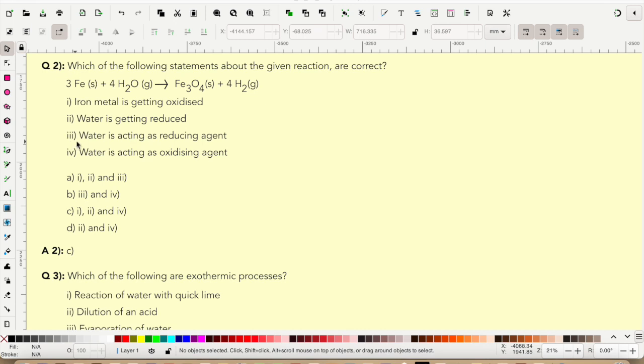Third statement is water is acting as reducing agent. Let us see. H2O is losing oxygen to form H2. So it works as oxidizing agent for iron. So third statement is wrong. Fourth statement is water is acting as oxidizing agent. That is correct. So the correct statements are first, second and fourth. And option C, which says first, second and fourth are correct statements, is the right choice.